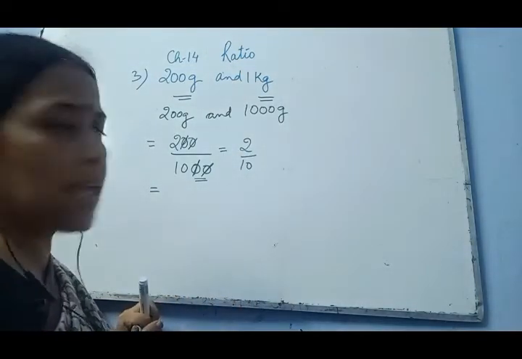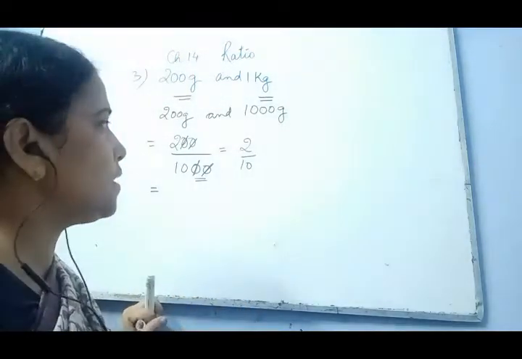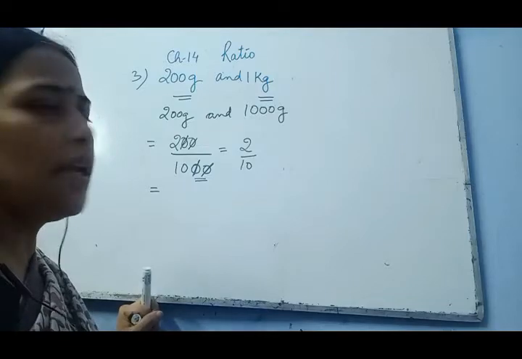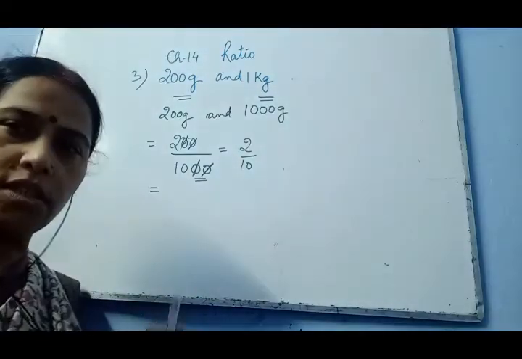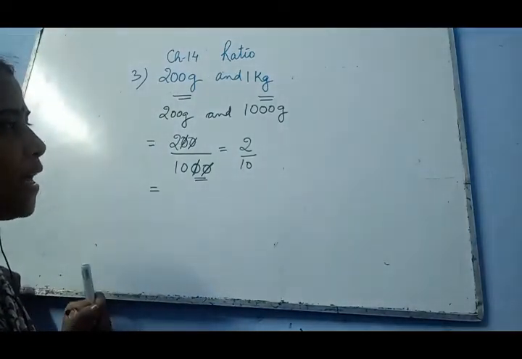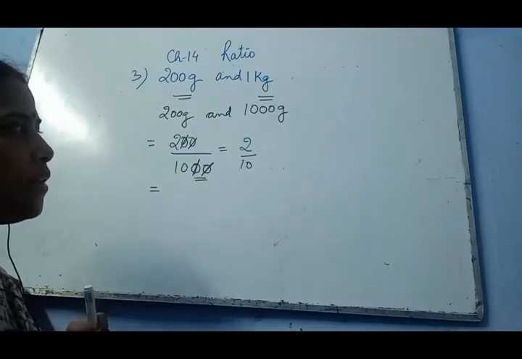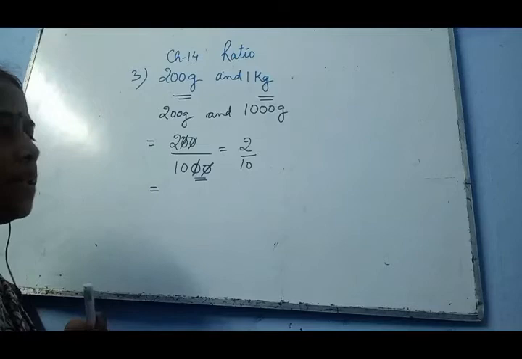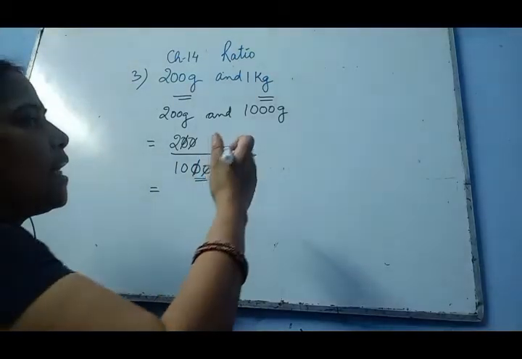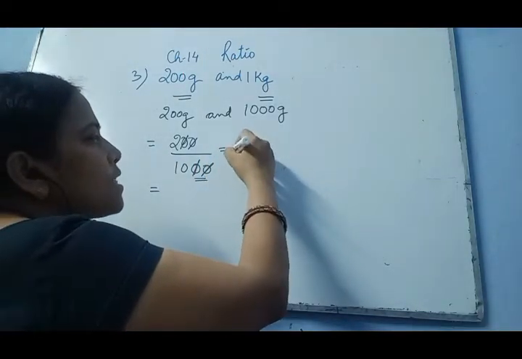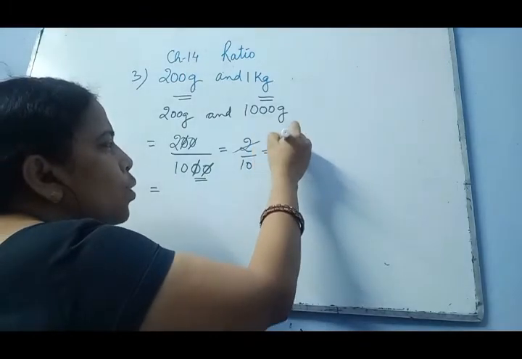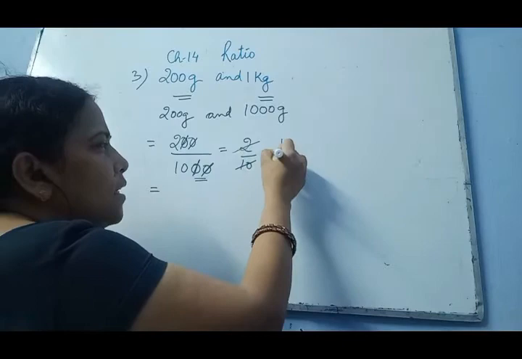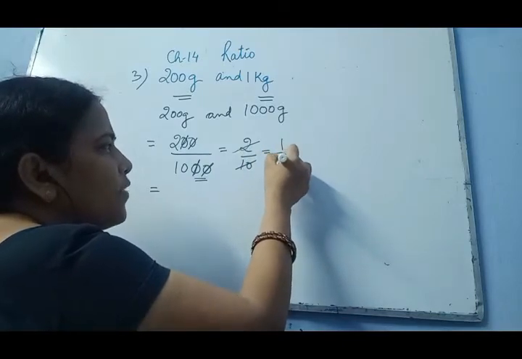Now can this number be further divided? Let us see. Yes, this number can be further divided. How? With what can both be cut? If I cut it with 2, then when I cut with 2, I see that this 2 is cut 1 time. And this 10 is cut 5 times.